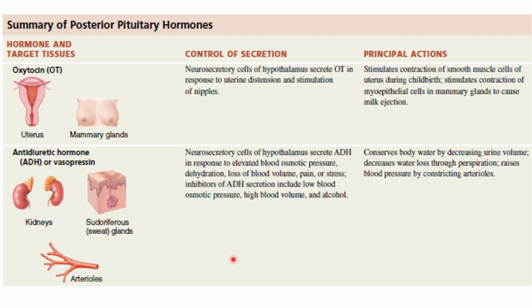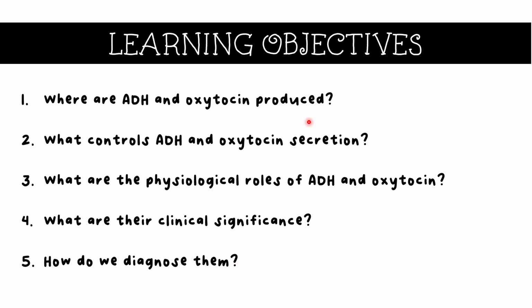So this table would already summarize how these two hormones are secreted and what their functions are. But of course, we need to discuss them thoroughly, and thus our discussion for today revolves around these two hormones: where they are produced, what controls their secretion, what their roles are, what their clinical significance is, and how we diagnose them. Of course, we will include in our discussion the different laboratory methods used to measure their levels or concentration.